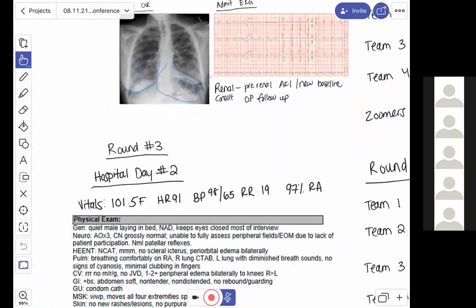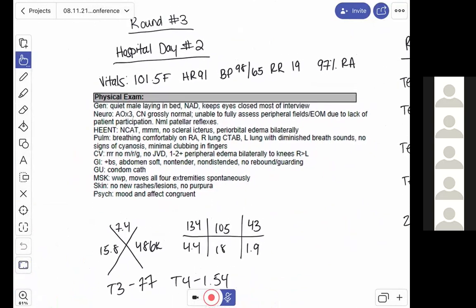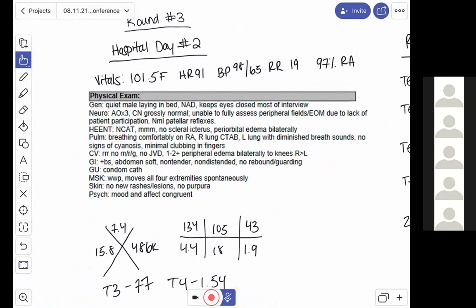Let's zoom out. Okay, so now we have hospital day 2. He has an acute change in his clinical status. He's now febrile to 101.5. Heart rate is in the 90s. Blood pressure is still around 90s over 60s. He's on room air, satting fine.